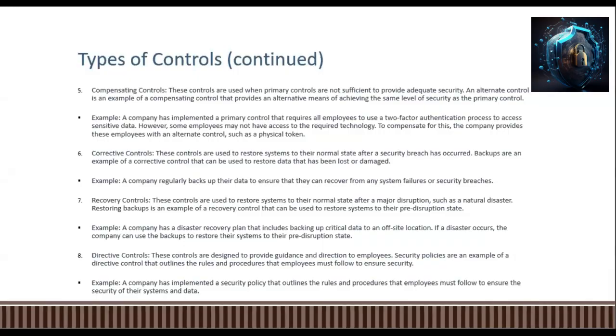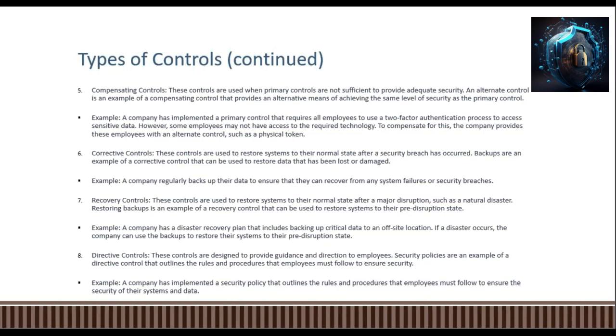Types of controls continued. Compensating controls. These controls are used when the primary controls are not sufficient to provide adequate security. An alternative control is an example of a compensating control that provides an alternative means of achieving the same level of security as the primary control. Example, a company has implemented a primary control that requires all employees to use two-factor authentication to access sensitive data. However, some employees may not have access to required technology. To compensate for this, the company provides these employees with an alternative control, such as a physical token.